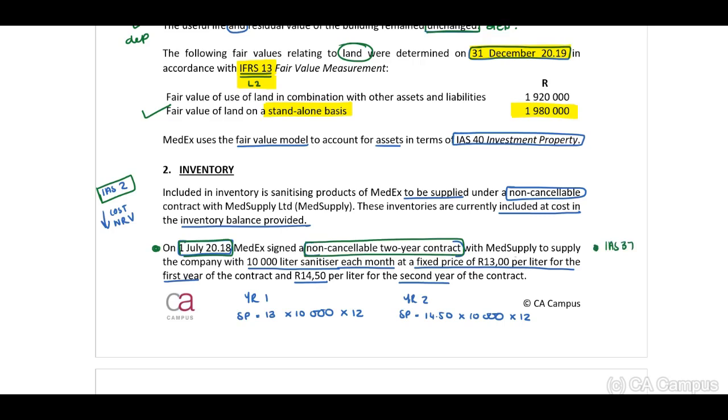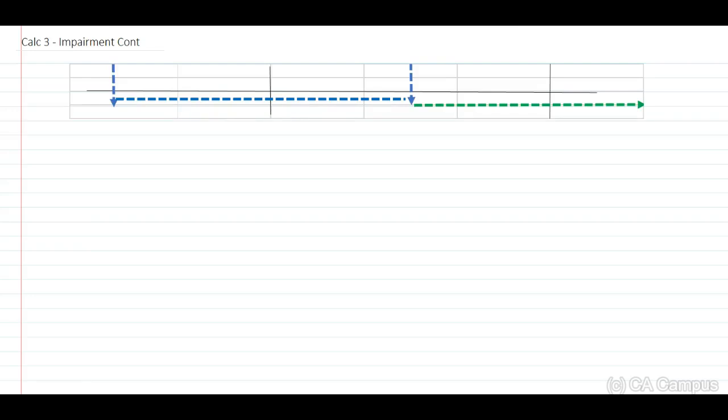With Medex-Part to supply the company with 10,000 litre sanitizer each month at a fixed price of 13 Rand per litre for the first year of the contract and 14 Rand 50 per litre for the second year. Okay, now bear with me here. 13 Rand for the first year and for the second year 14 Rand 50. Therefore, this is the selling price. Now, as part of my impairment calculation, I'm going to call this here calculation 3.1, and this is my inventory.